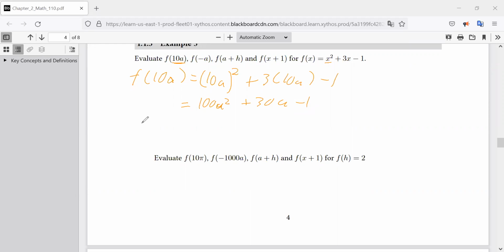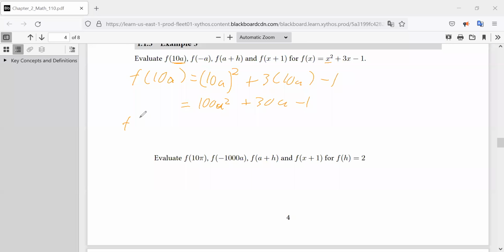Okay, so instead of replacing x with 10a, you're just replacing, every time you see an x in the equation, you replace it with 10a, right? So that's why x squared becomes 10a squared and 3x becomes 3 times 10a. Does that make sense? Maybe, yeah. Okay. Hopefully the next example or two will make it feel a bit more comfortable.